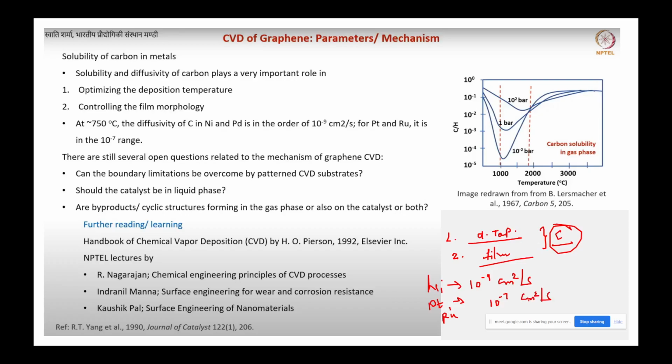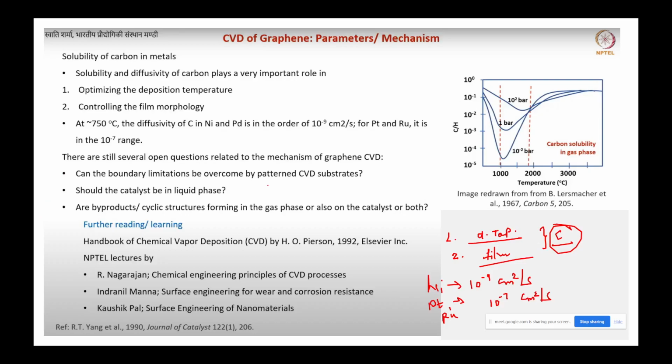There are still several open questions related to the mechanism of graphene CVD. Here you can also see the solubility. When you increase the temperature, initially the solubility will decrease, and then it will increase. When you go to high temperature, the carbon solubility in the gas phase is increasing, here 10 to the power minus 2, 10 to the power 2 bar.